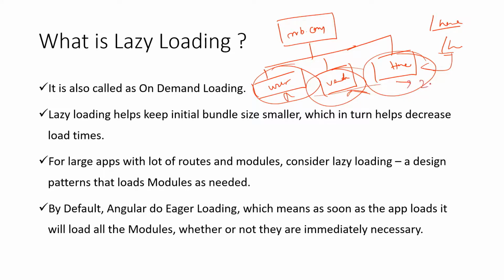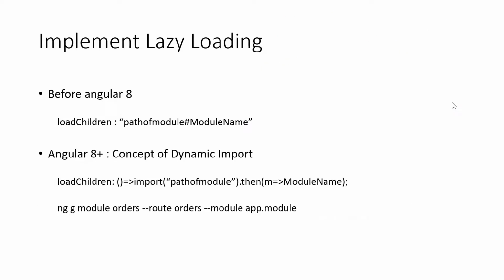So it will download around 2 MB of size and take 2 seconds to load. That is, it will optimize the speed of the website, and it will also decrease the bundle size. So this is a very good example for a large application which has a lot of routes and modules. There we can use the lazy loading techniques. It's a best practice. Let's see the implementation of lazy loading modules.